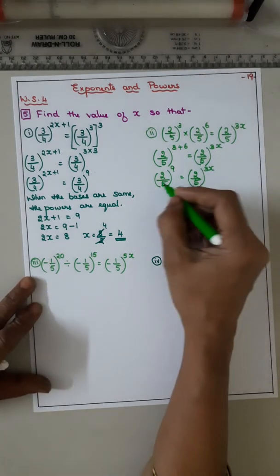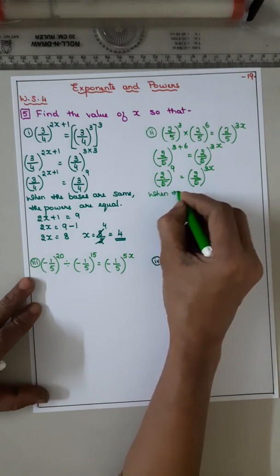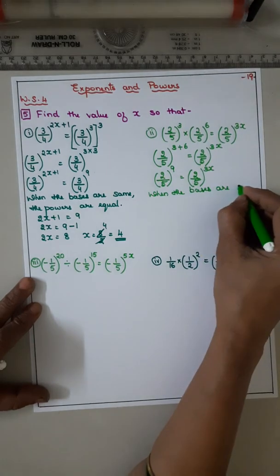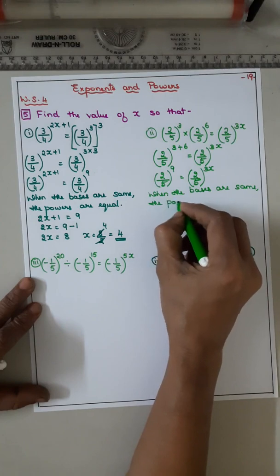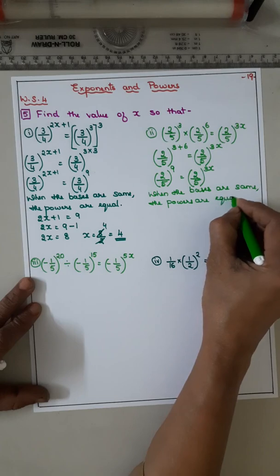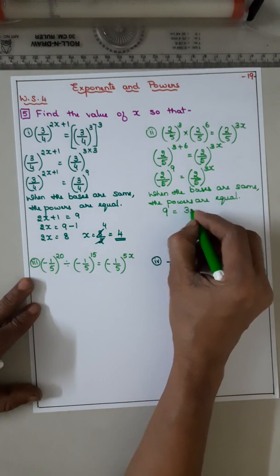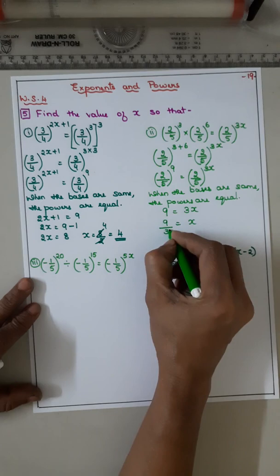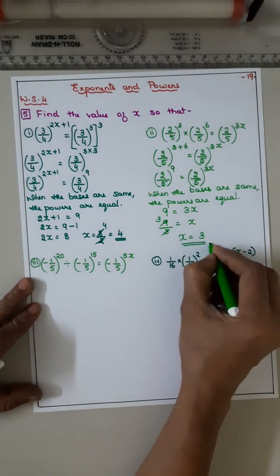Now the bases are same, so we will write when the bases are same, the powers are equal, or we equate the powers. So 9 is equal to 3x. So x is equal to 9 upon 3. 3 ones are 3, 3 threes are 9. So x is equal to 3.